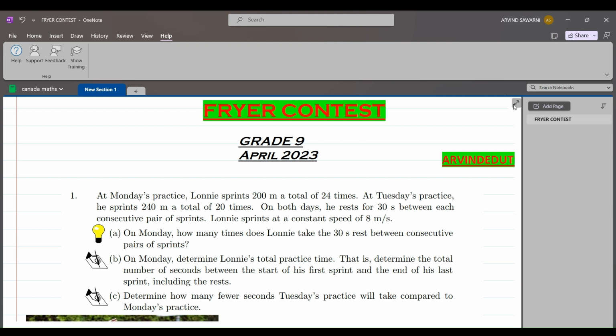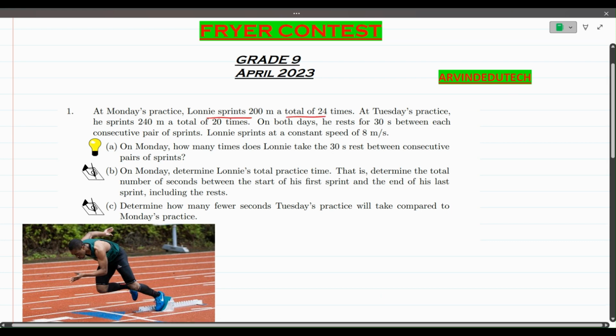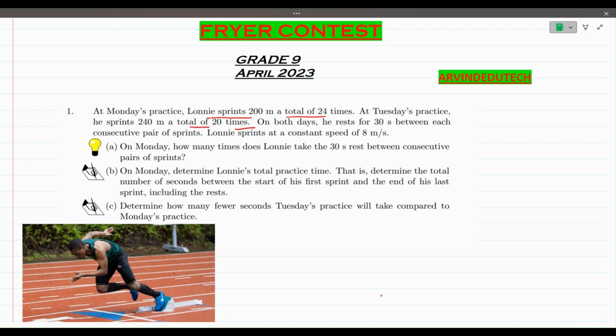Question number one. At Monday practice, Lonnie sprints 200 meters a total of 24 times. At Tuesday's practice, he sprints 240 meters a total of 20 times. On both days, he rests for 30 seconds between each consecutive pair of sprints. Lonnie sprints at a constant speed of 8 meters per second.